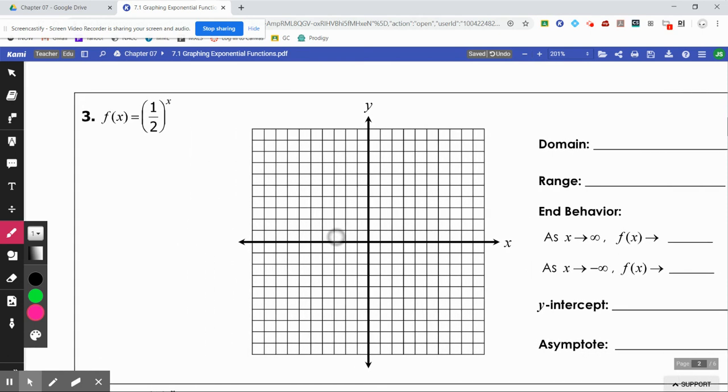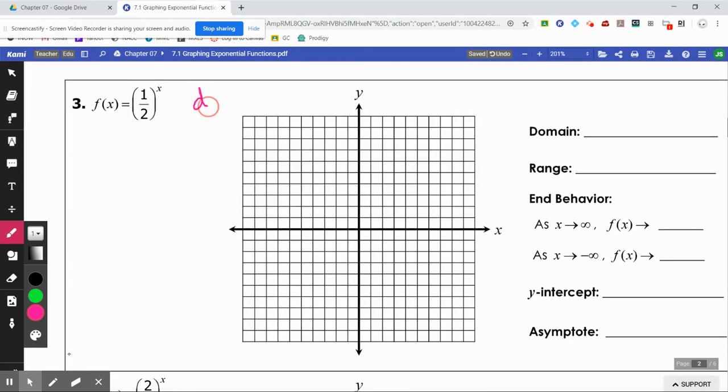1/2 to the x, now you have an example of exponential decay. So let's make us a t-table and let's plot these points and see what's going to happen. We'll plug in the exact same values. Well, we might flip-flop these and do -3, -2, -1, 0, 1, and 2. And you'll see why as we plug these in.